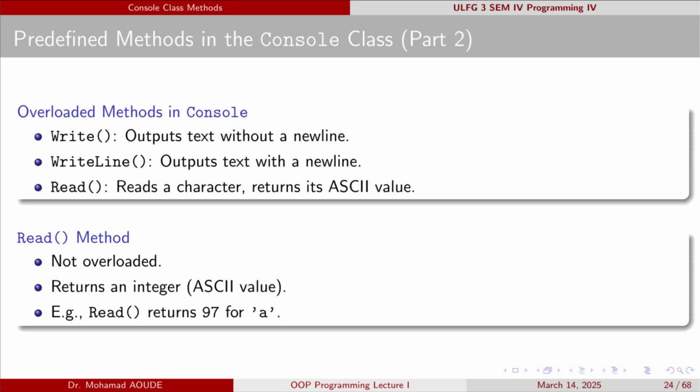Let's look a bit deeper into console methods. Write outputs text, but does not add a new line afterward. WriteLine outputs text and adds a new line automatically. Read reads a single character input and returns its ASCII numeric value. Important to remember, Read is not overloaded. It always reads a character as an integer. These are the fundamental tools to interact with users.